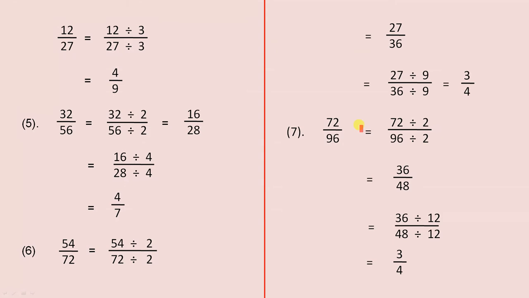And the last example is 72 over 96. 72 divided by 2 is 36. 96 divided by 2 is 48. So we have 36 over 48. If we divide each of those by 12, 36 divided by 12 is 3. 48 divided by 12 is 4. So the answer is 3/4 in simplest form.